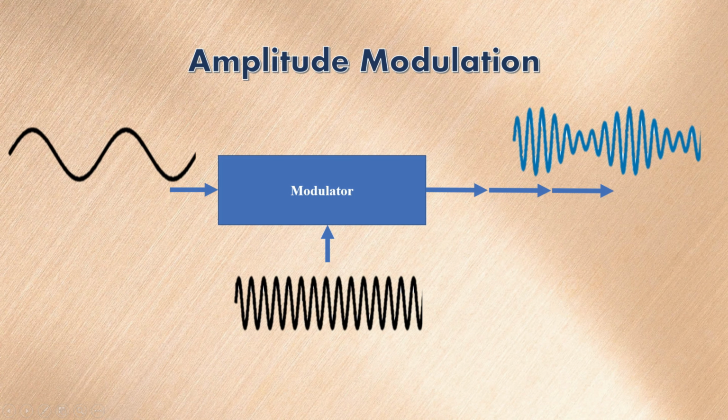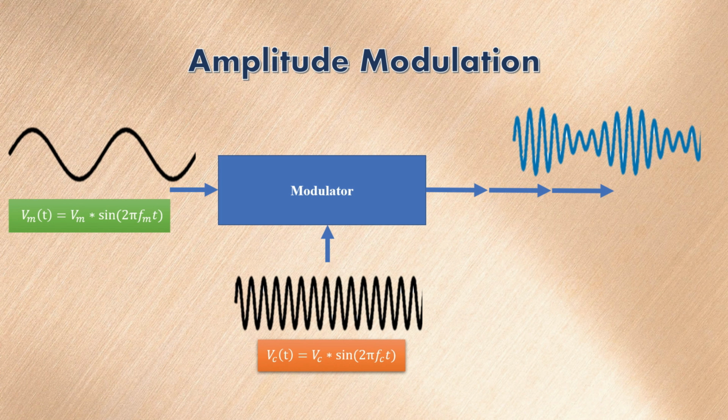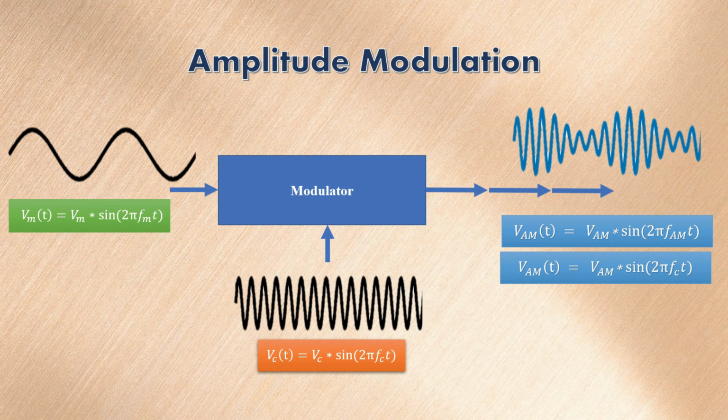So, we can write the message signal as Vm of t is equal to Vm into sine 2 pi Fm t, and the carrier signal as Vc of t is equal to Vc into sine 2 pi Fc t. Similarly, the modulated signal can be written as Vam of t is equal to Vam into sine 2 pi Fam t. We know already the frequency of the modulated signal and the frequency of the carrier signal is the same. So the above equation can be rewritten as Vam of t is equal to Vam into sine 2 pi Fc t. So our objective is to find the amplitude of the modulated signal Vam.